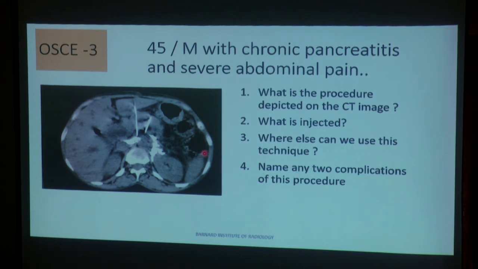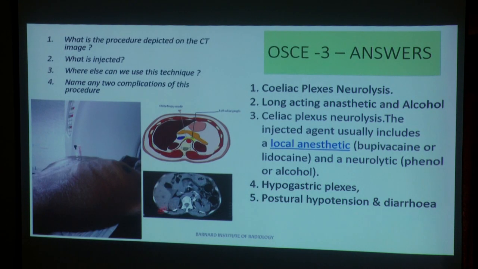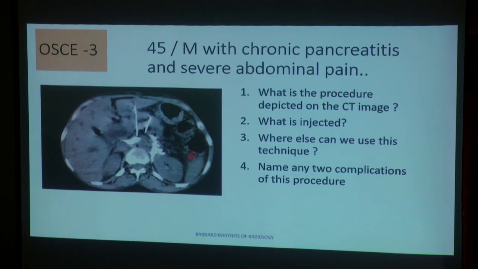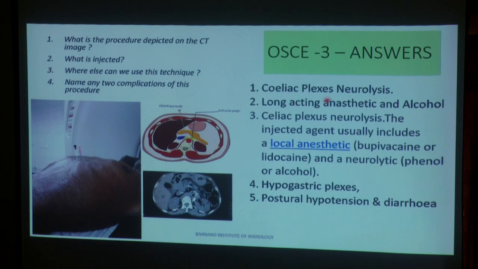So now this is a CT image you can see, and you can see that there are 2 needles placed via the anterior abdominal wall, directed towards the aorta, and this is the celiac artery. So both the needles are in the fat plane around the celiac artery, so it is a celiac plexus neurolysis. And what is commonly injected is a long-acting anesthetic and alcohol. Both are injected through this.